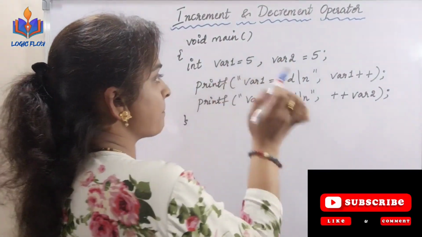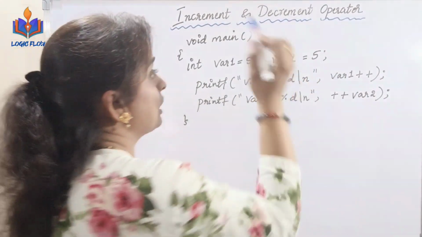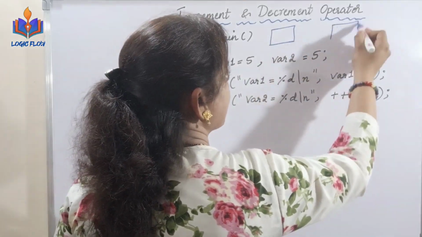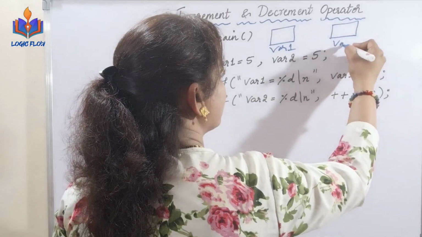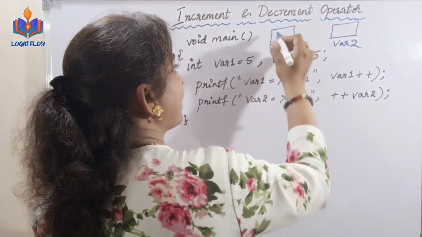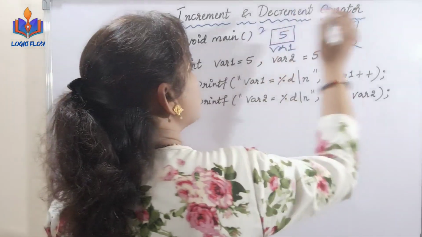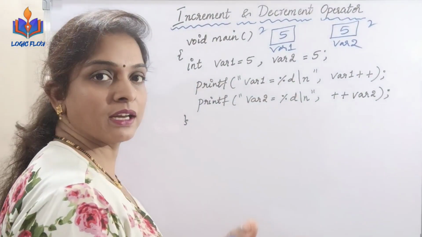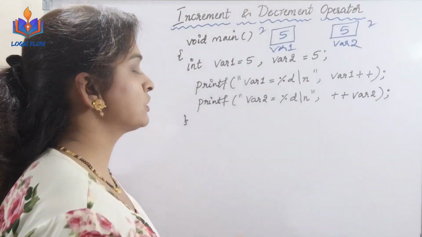So as soon as the compiler encounters these two variable declaration cum initialization statements, what will it do? It is going to allocate the memory for these two variables. So we have var1 and var2, and the value that we have here is 5 for both. So we have 2 bytes of memory allocation. The variable is declared, memory is allocated and the value is also initialized.